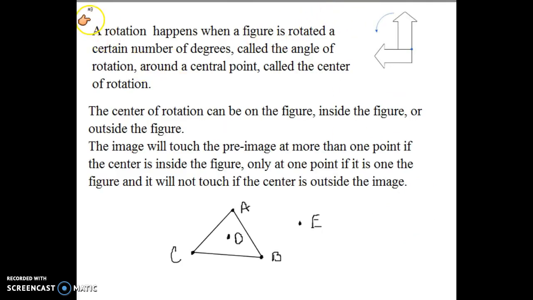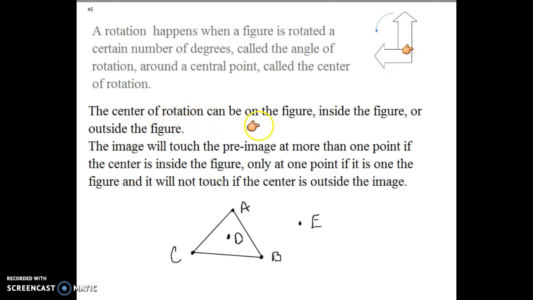Number 3 on the quiz is going to ask you some things about rotation. If you rotate an object, you can rotate a certain number of degrees called the angle of rotation, and then you rotate it about a central point that's called the center of rotation. So in this little figure here, the center of rotation is right here. Think of that as if you had a wheel, that would be the center of the wheel. You're turning it around that point right there.